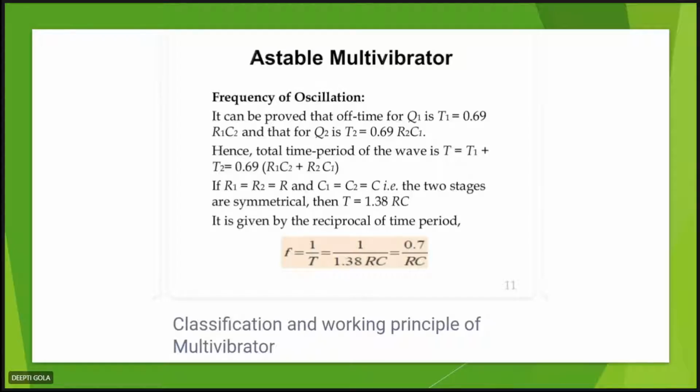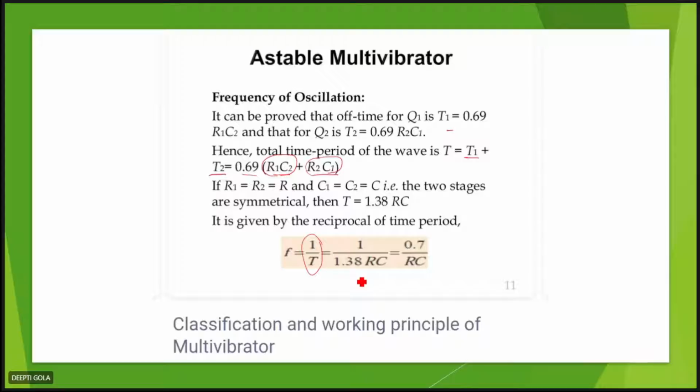So the frequency of oscillation, as you know, is given by the inverse of the total time period, and the total time period is calculated by T1 plus T2, which is equal to 0.69 times (R1 C2 plus R2 C1), because for half cycle R1 and C2 are working, and for the other half cycle C1 and R2 are working.